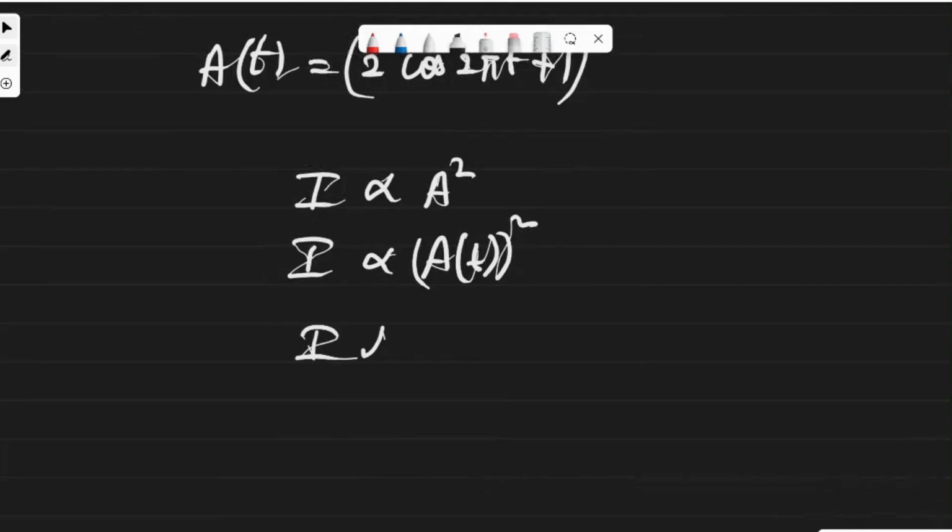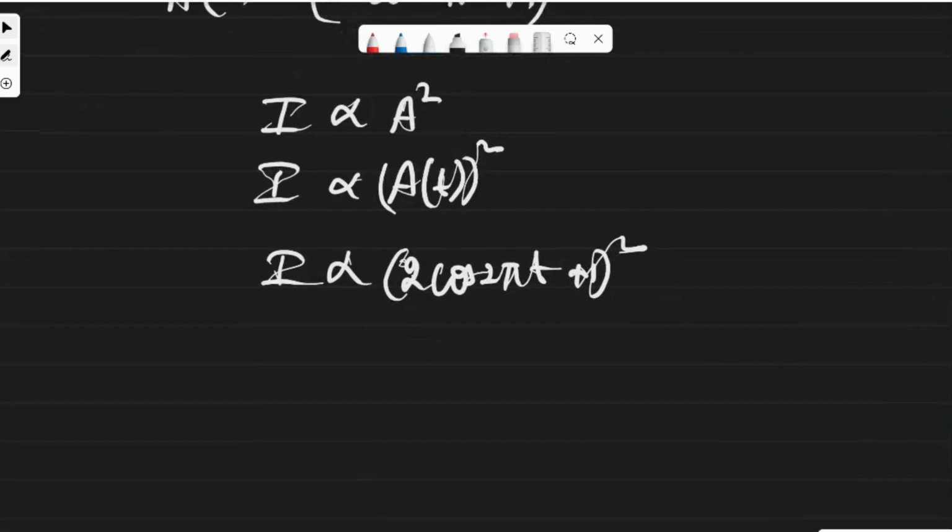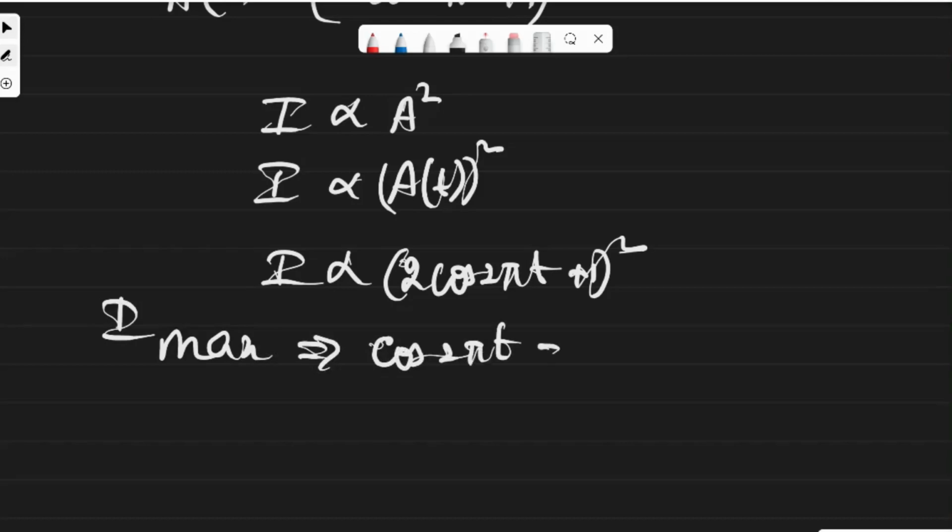So I is proportional to (2 cos 2πt plus 1) square. To find maximum intensity, 2 is constant and 1 is also constant. The variable here is cos 2πt. So for maximum intensity, cos 2πt should be plus 1, because the maximum of cos θ is 1.